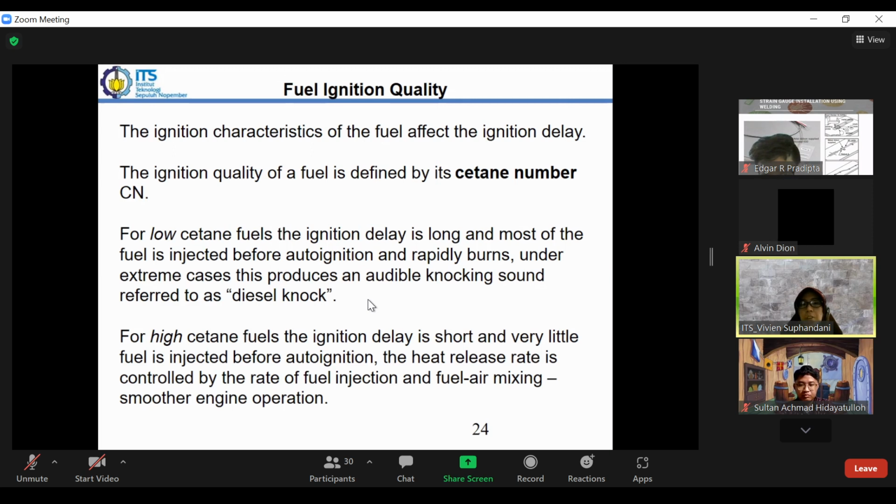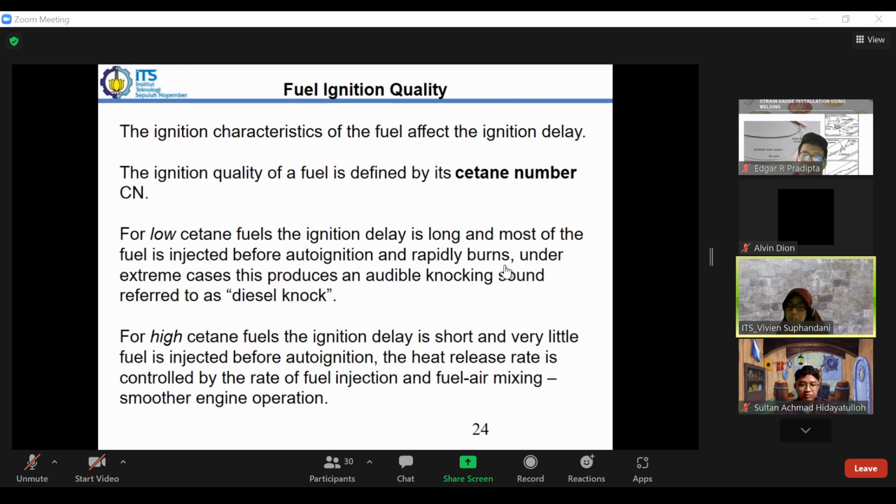When we have high cetane fuel, it means that the ignition delay is short, so when we inject the fuel, only a little fuel is injected during the ignition delay. So when it is automatically burned in the premixed combustion phase, the amount of fuel that is burned is still little, and most of the fuel is in the mixing controlled phase. That becomes an advantage because we can control the combustion process, and we can have a smooth operation.